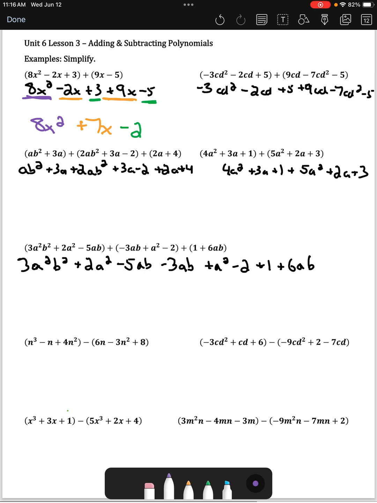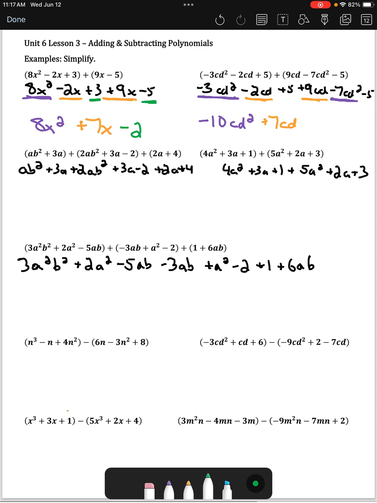In our second problem, we have CD to the second power in our first piece, and we have another CD to the second power later on. So combined, that's negative 10 CD to the second power. Our next term is negative 2 CD. We have a positive 9 CD later on. Negative 2 plus 9 is positive 7 CD.